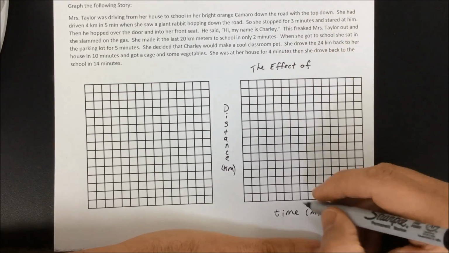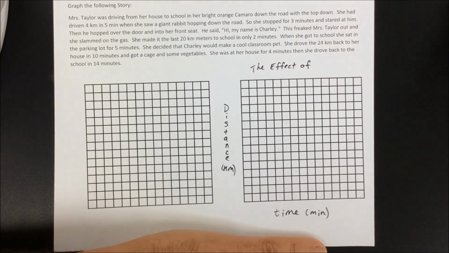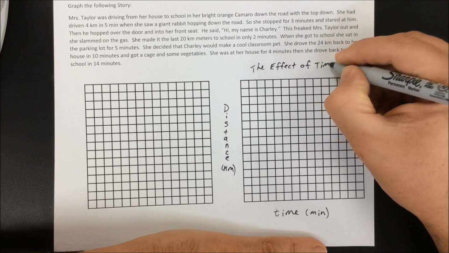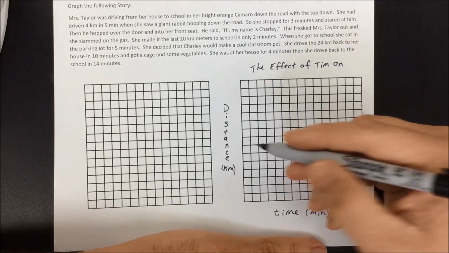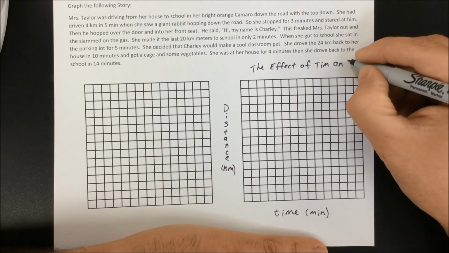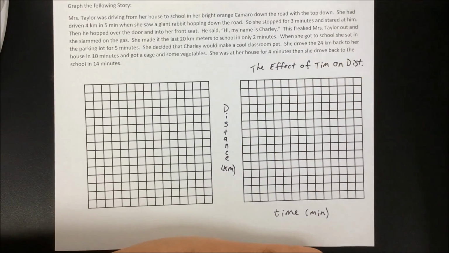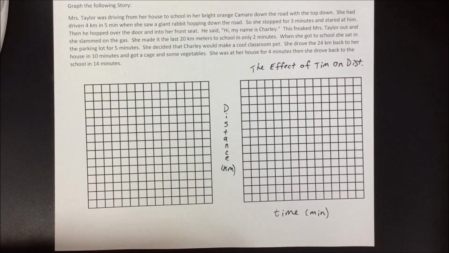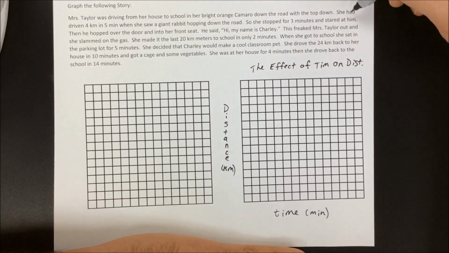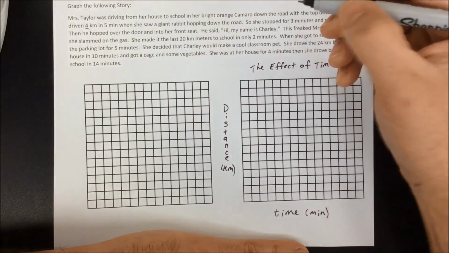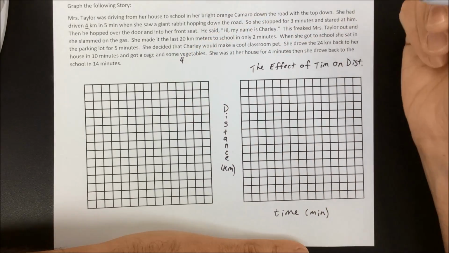You always write the effect of, and then whatever's on your x-axis, so your IV. And then your DV. So now I need to figure out how big my numbers need to be. So I know she's driving, and she went 4 kilometers. I'm going to write down 4 kilometers.